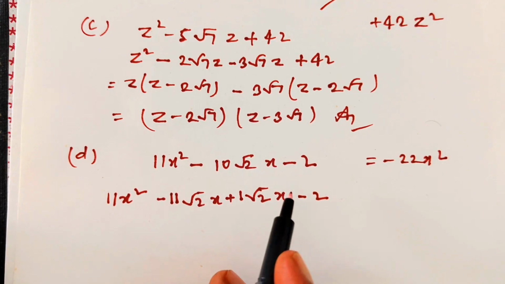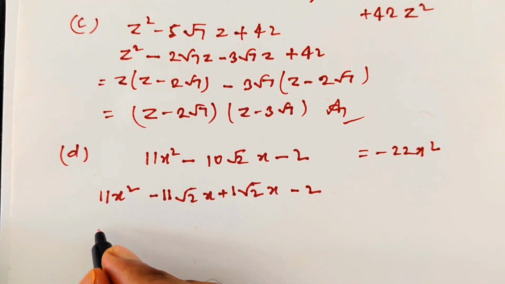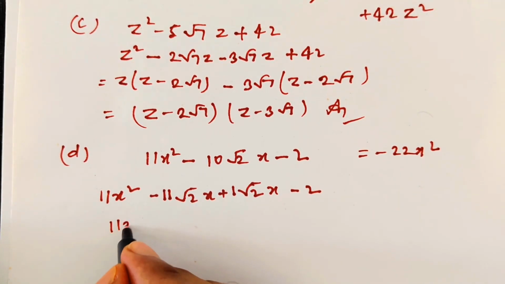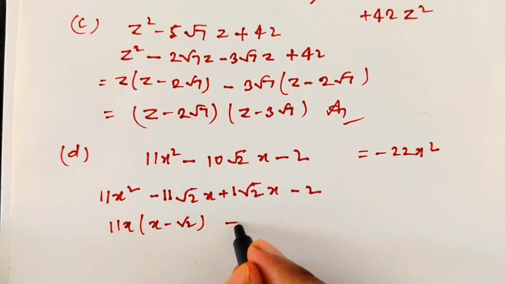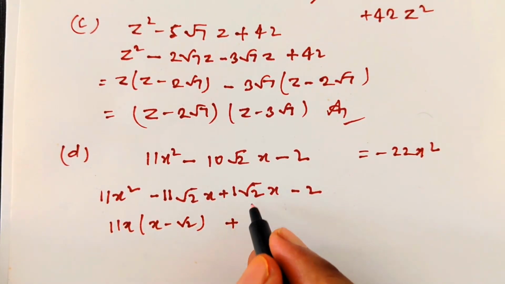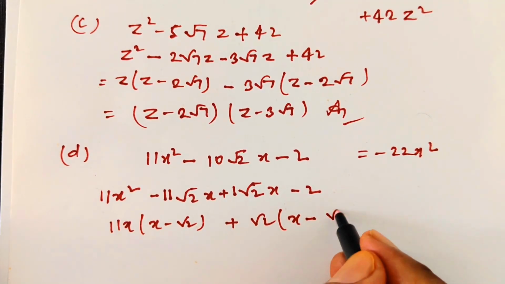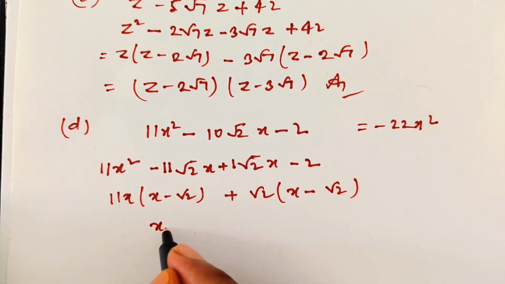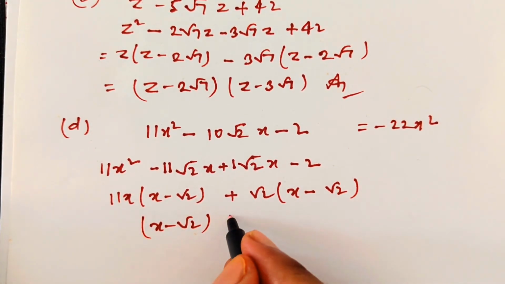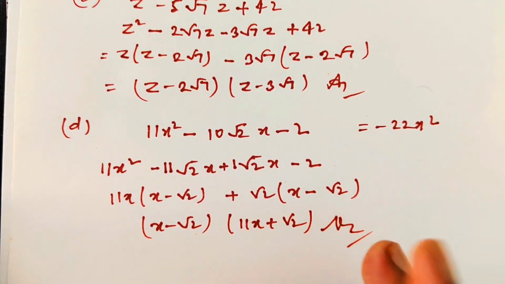Now take the common factor finally and you will get the final answer. We have the common factor 11x, so simply write x minus root under 2. And again we have the smaller common factor root under 2, so you can write x minus root under 2. Taking x minus root under 2 common again, we get x minus root under 2 into 11x plus root under 2. This is our final answer.